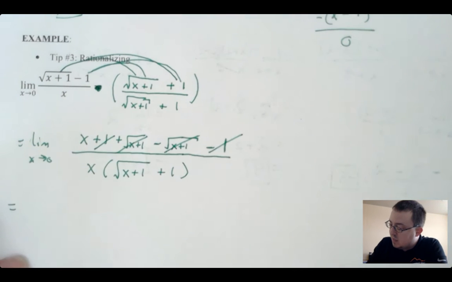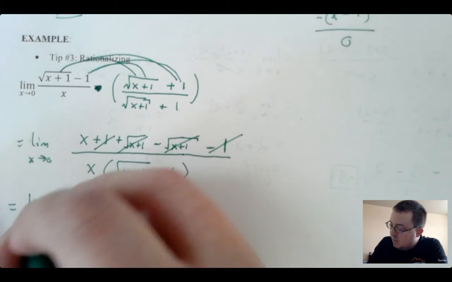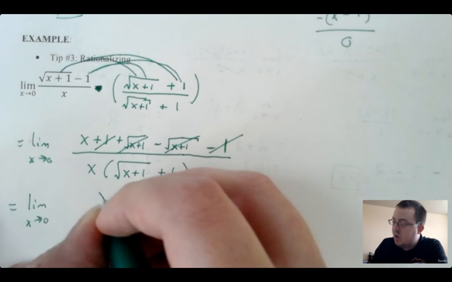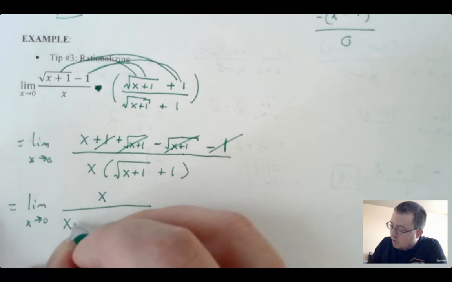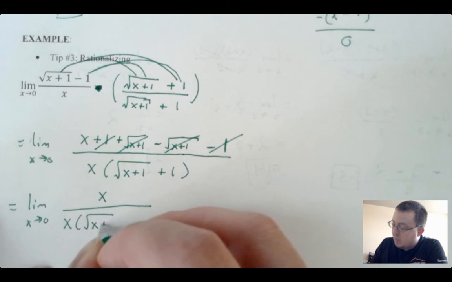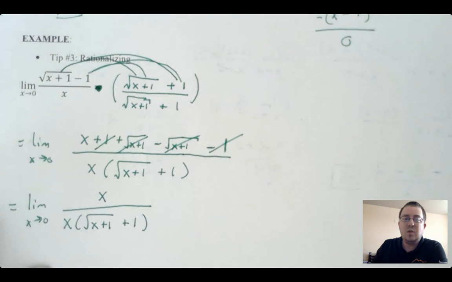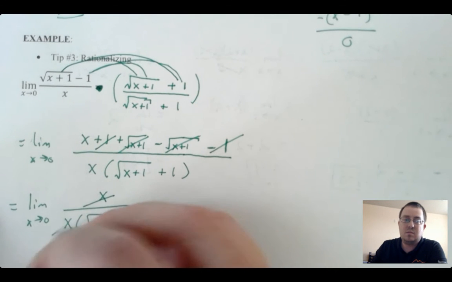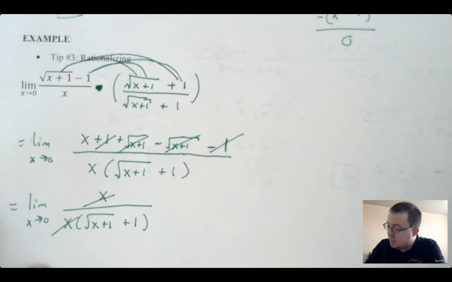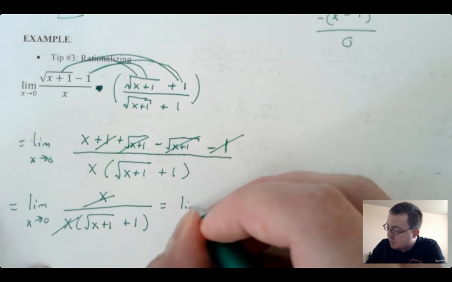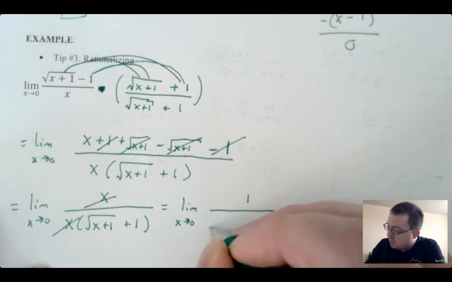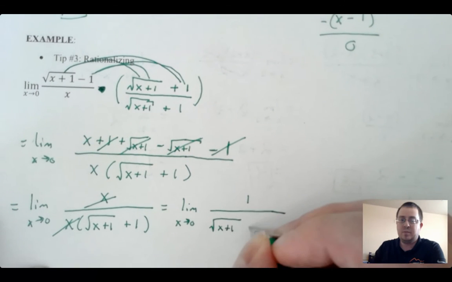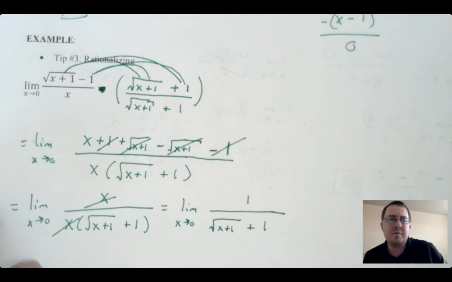This is the limit as x approaches 0 of the only thing that's left in my numerator, which is x. And my denominator is x times the square root of x plus 1 plus 1. Cool. Now I can actually cancel this x and that x. So this is the limit as x approaches 0 of 1 over the square root of x plus 1 plus 1. Okay, that was a lot of multiplying and canceling.